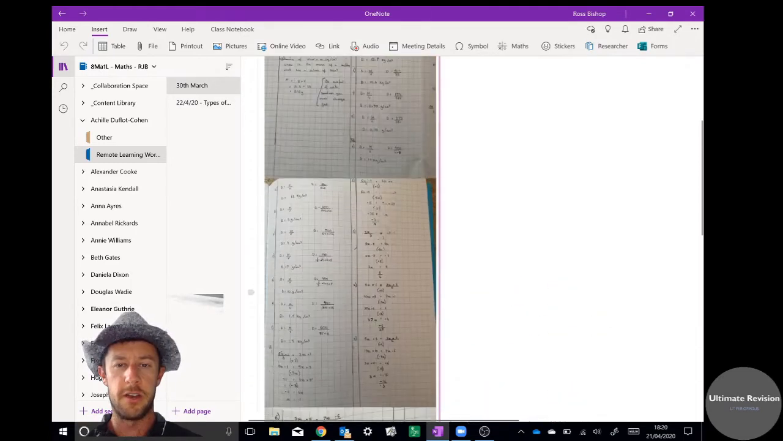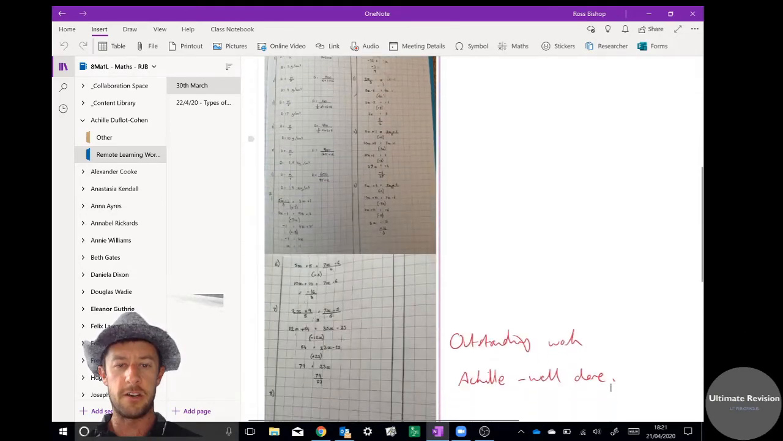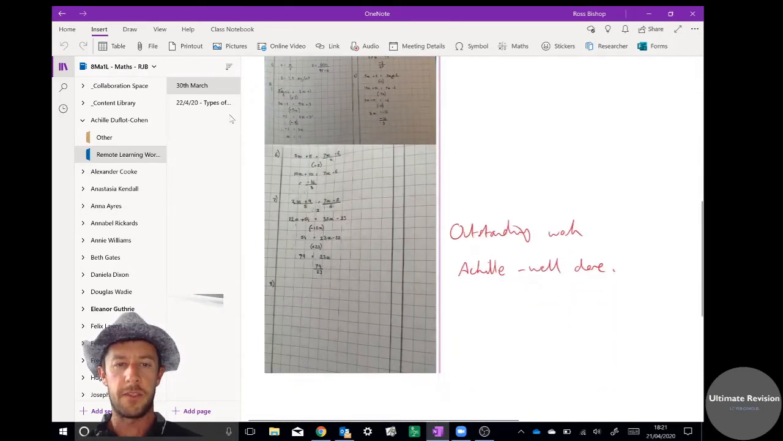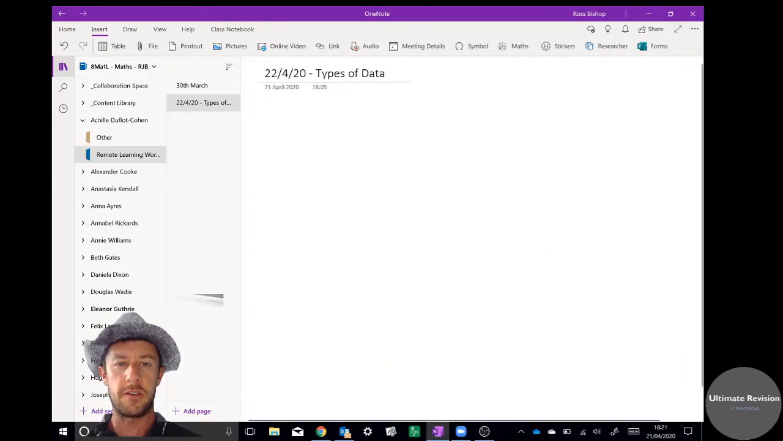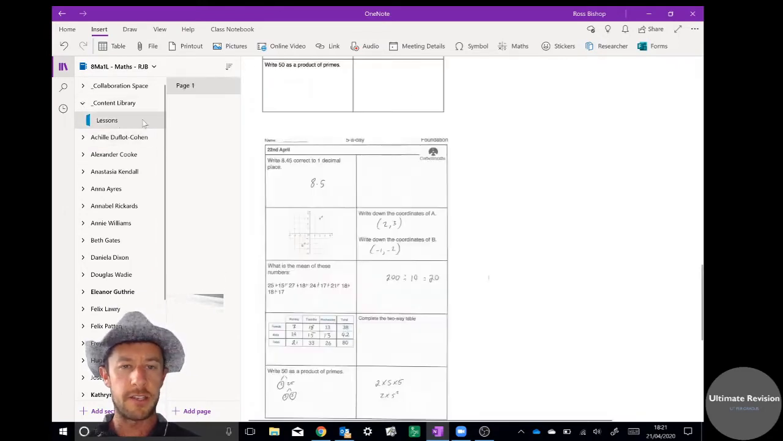Now, Ashil's a really good example here of how he's uploaded his density work. So Ashil, all you would need to do is do the same, but make sure you upload it to the correct page. Okay, it'll take a little bit of practice, but just keep going with that. It makes it so much easier to keep all your notes nice and neat. Right, great. Okay, we're going to start straight in with the lesson today.